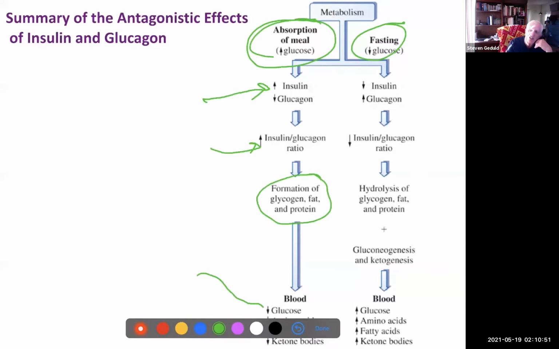Fasting, you decrease your glucose in the blood. So you cause a decrease in insulin and an increase in glucagon. So your insulin-glucagon ratio decreases. You get more glucagon than insulin. So you get now hydrolysis of glycogen, fat, and protein. You're breaking them down to produce energy now because you don't have any in the blood. So in the blood, you get increased glucose, increased amino acids, increased fatty acids, and increased ketone bodies. So it's the exact opposite effect of what insulin does versus what glucagon does.